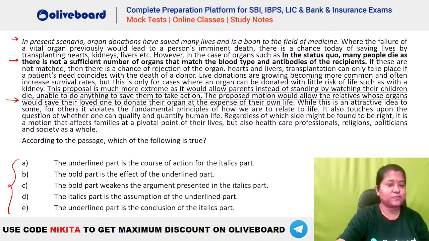Okay, Arun says it should be A, that is, the underlined part is the course of action for the italics part. So as per this, the first line, that is the italics part, should have a problem situation. Because when you have a course of action, it should be dealing with a problematic situation, right? A course of action will always be a result of a problem. But here in the italics part, you can see we are not having any problem.